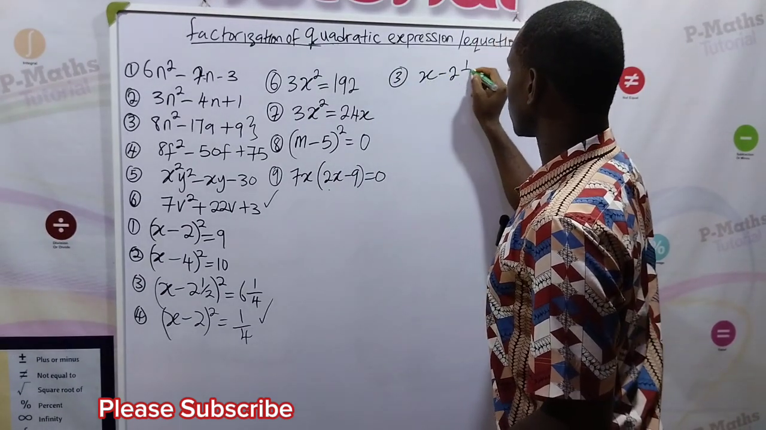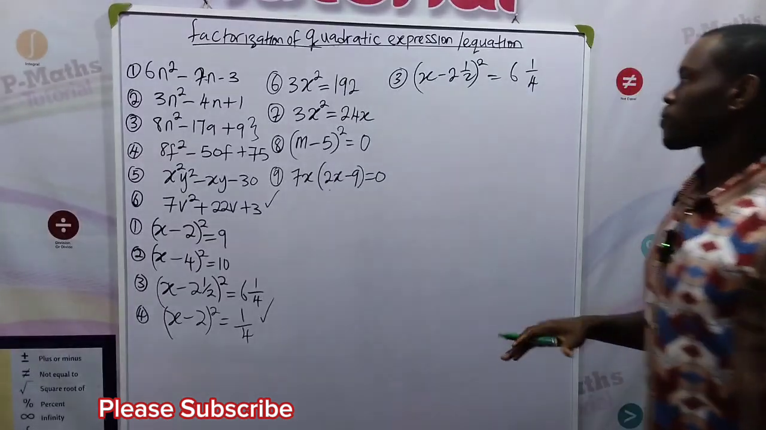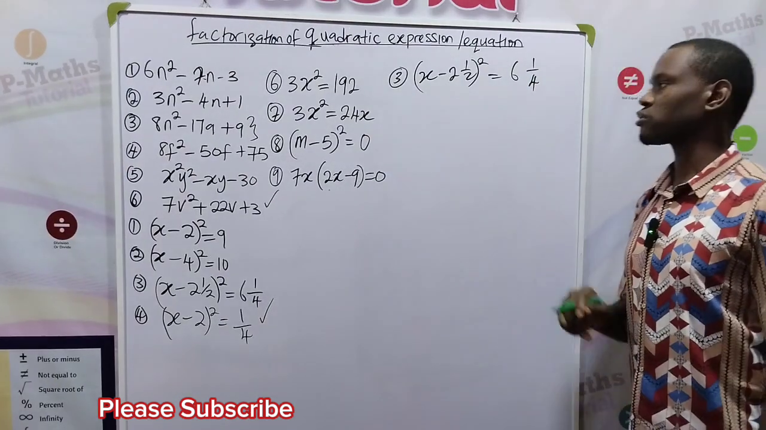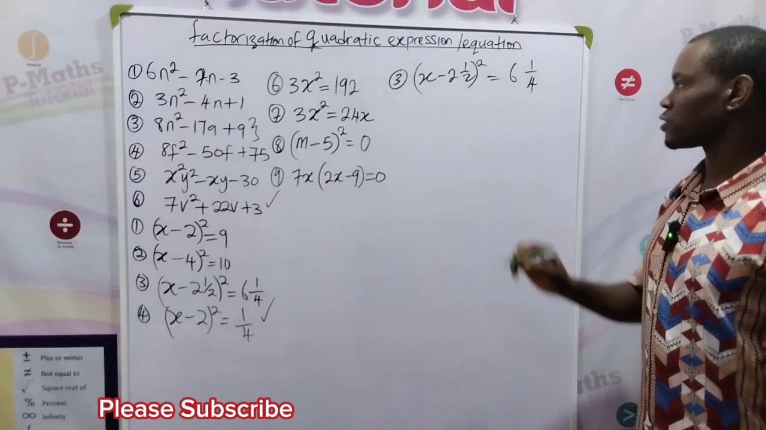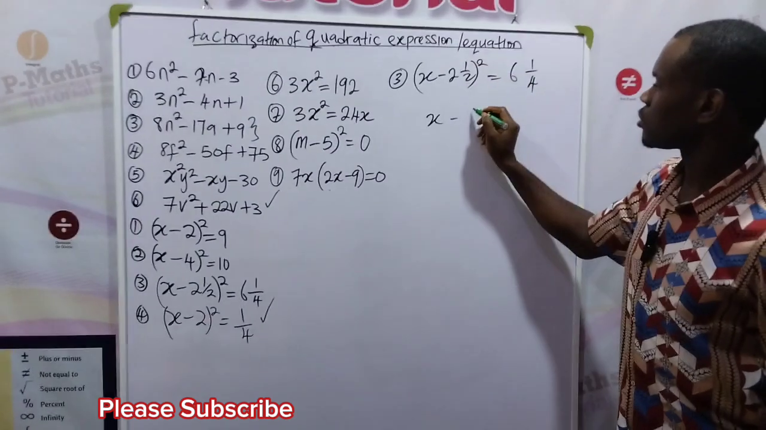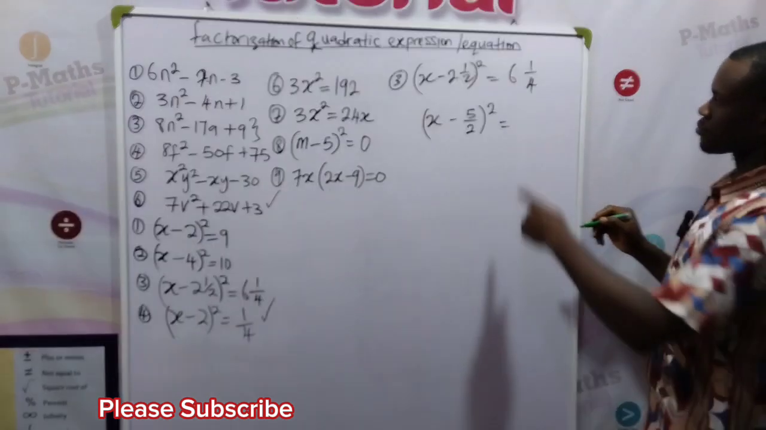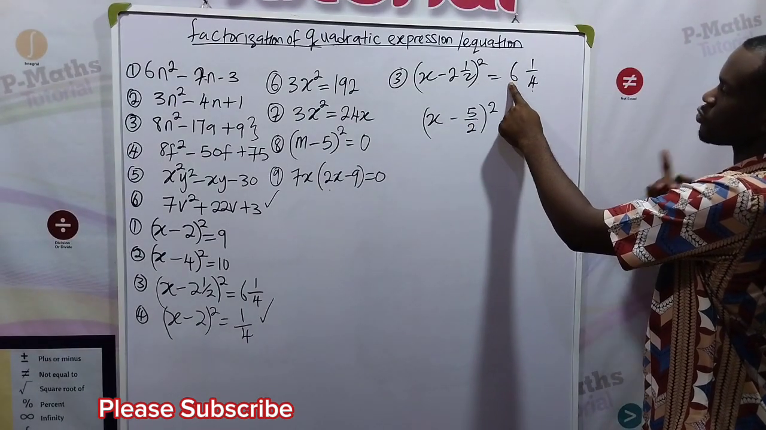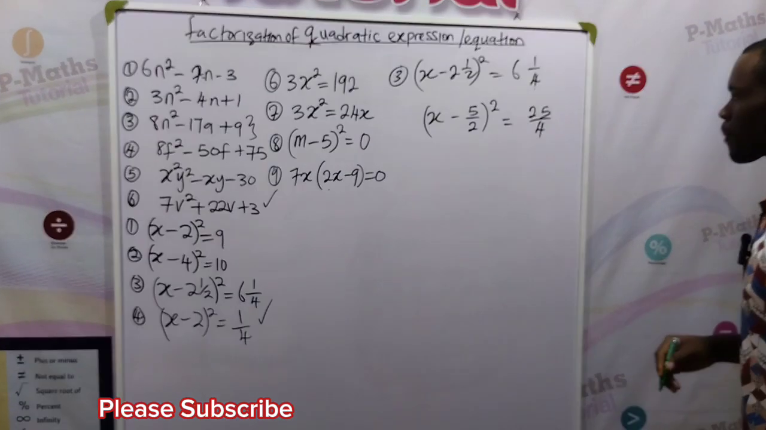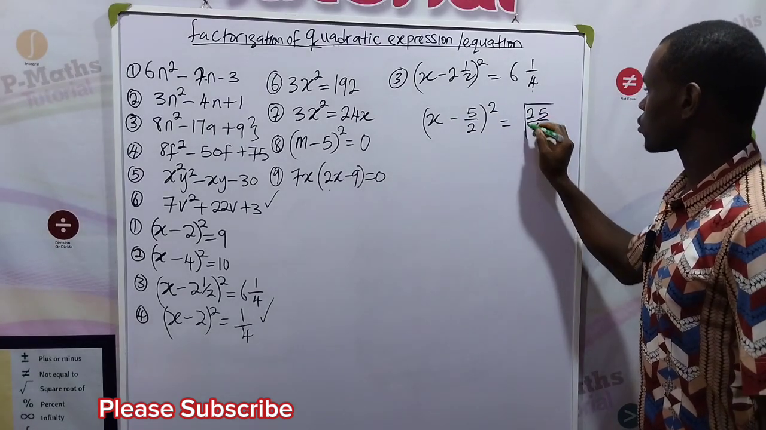x minus 2 whole number 1 over 2 raised to the power of 2 equals 6 whole number 1 over 4. Now, anytime you have a mixed fraction and you want to take the square root of that mixed fraction, change it to an improper fraction first. So we have x minus, 2 times 2 is 4 plus 1, you have 5 over 2. Then 4 times 6 is 24 plus 1, we have 25 over 4. Okay, so what next? We now take the square root of both sides. Take the square root of here, plus or minus.